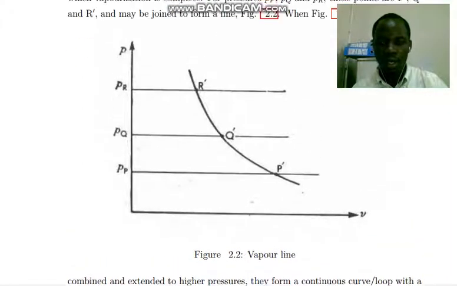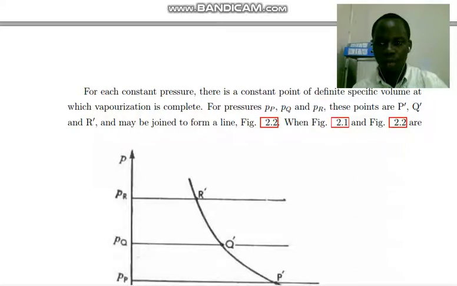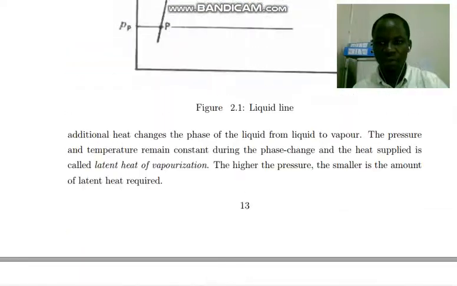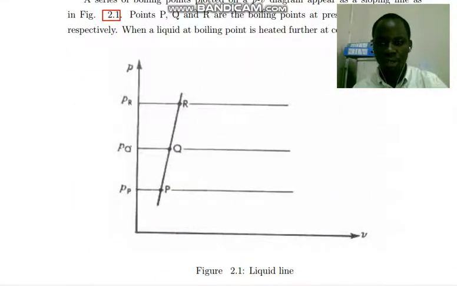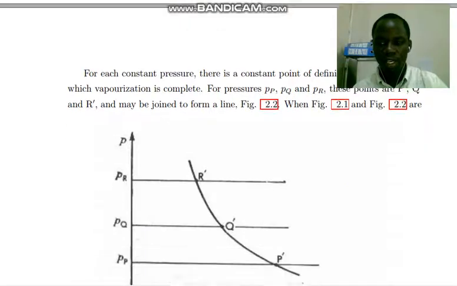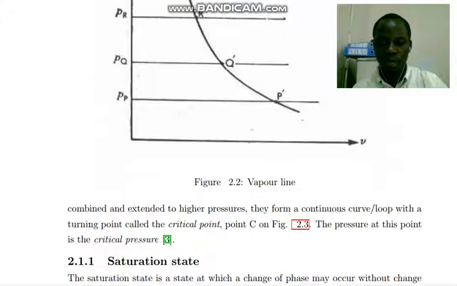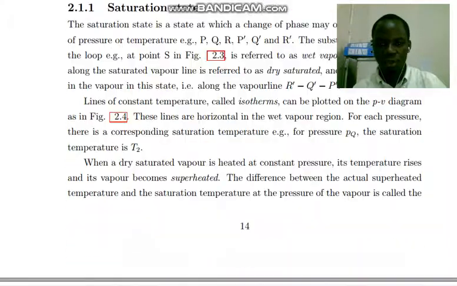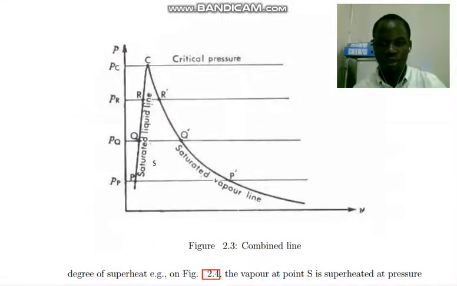drawn, and this curve, when we combine it with figure 2.1 we discussed in our previous video, and this figure 2.2 are combined and extended to a higher pressure, they form a continuous curve or loop with a turning point called the critical point. So point C is the critical point, as indicated in figure 2.3.